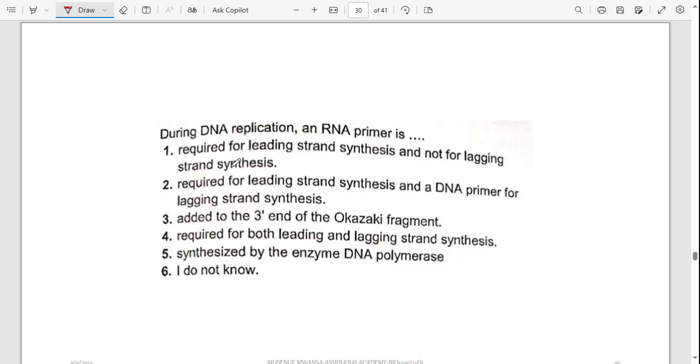During DNA replication, an RNA primer is required for leading strand synthesis and not for lagging. It's actually required for both. Required for leading strand synthesis and DNA primer for lagging strand. That's not true. Added to the 3 prime end of Okazaki fragment, required for both leading and lagging strand. This is true. Synthesized by enzyme DNA polymerase, really not. Added to the 3 prime end of Okazaki fragment. Now we're not adding the primers to the Okazaki fragment. We are first laying down the primer, and then the primers will be connected to form Okazaki fragments. Okay.